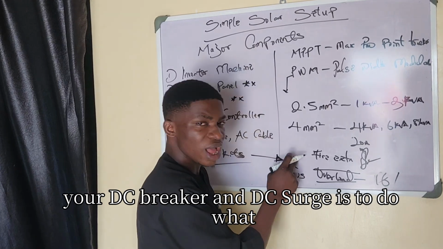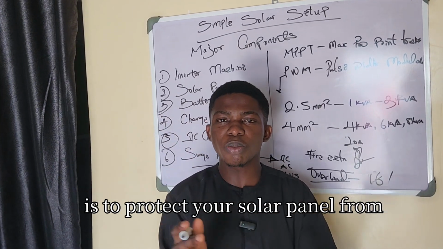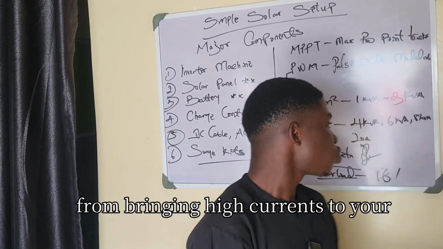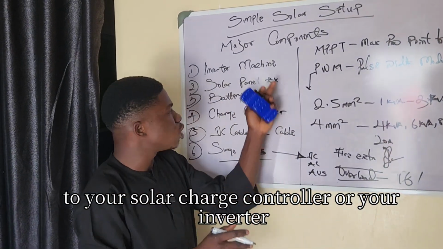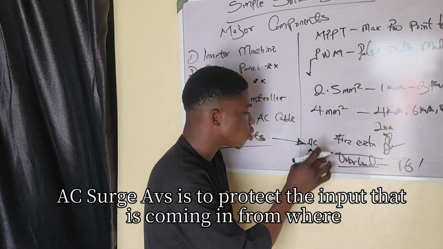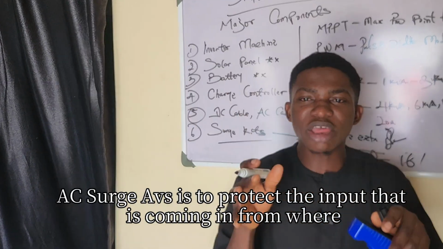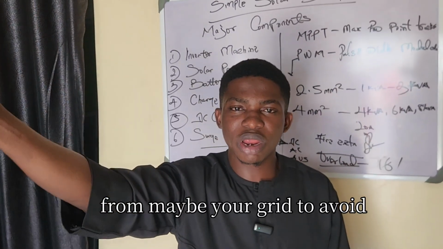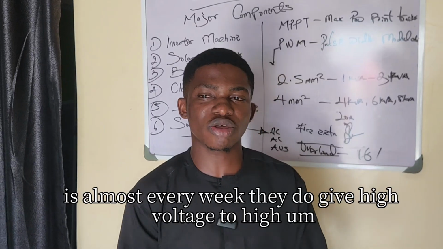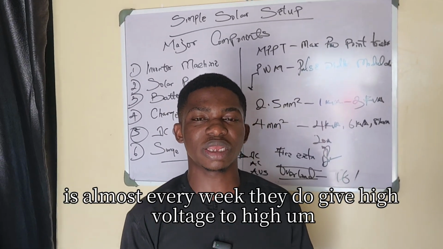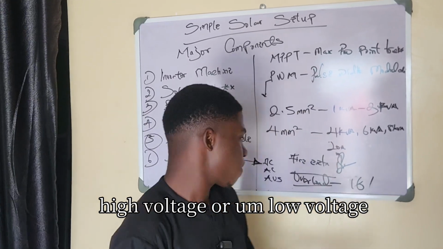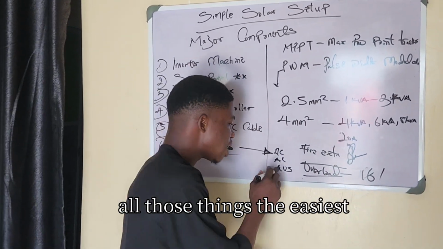Your DC breaker and DC surge is to do what? Is to protect your solar panel from bringing high currents to your solar charge controller or your inverter, let's assume it's a hybrid inverter. Now the AC breaker, AC surge, AVS is to protect the input that is coming in from where? From maybe your grid, to avoid high voltage, with our NEPA light almost every week they do give high voltage. So high voltage or low voltage, all those things, the AVS handles it.